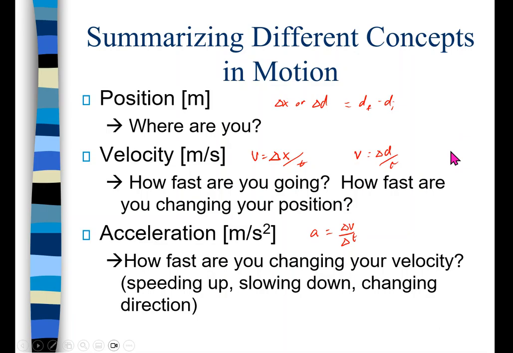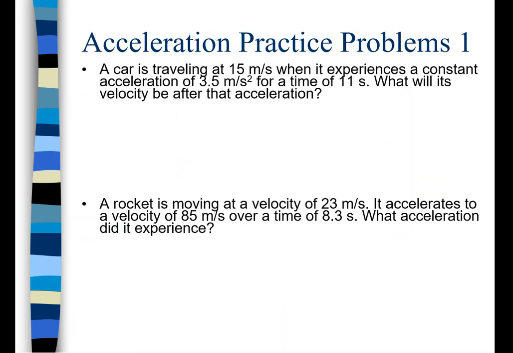All right, speaking of equations, let's go ahead and use these equations for physics. We have a car traveling at 15 meters per second when it experiences a constant acceleration of 3.5 meters per second squared for a time of 11 seconds. What will its velocity be after this acceleration? Whenever we're working these problems, first, of course, we want to read the problem carefully, and then we want to start listing out the information and drawing out a sketch of what's going on.